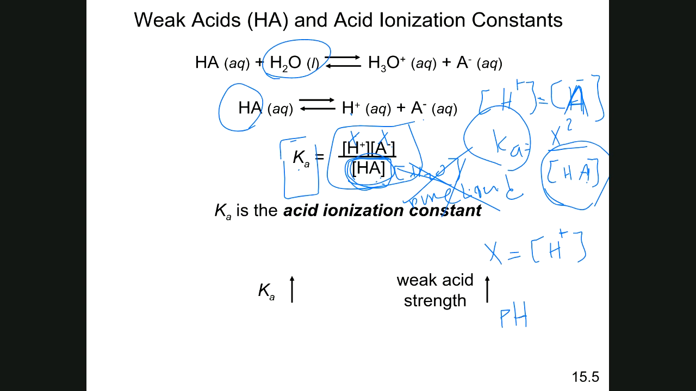So the key is to be able to write the Ka expression for a weak acid and understanding Ka. The greater the Ka, what does it mean? It means higher value for H plus concentration compared to the HA concentration, and that means a stronger acid. So a stronger acid among the weak acids. Which one is stronger of the two weak acids? That's what we're talking about. We're not saying a strong acid versus weak acid. A stronger weak acid.